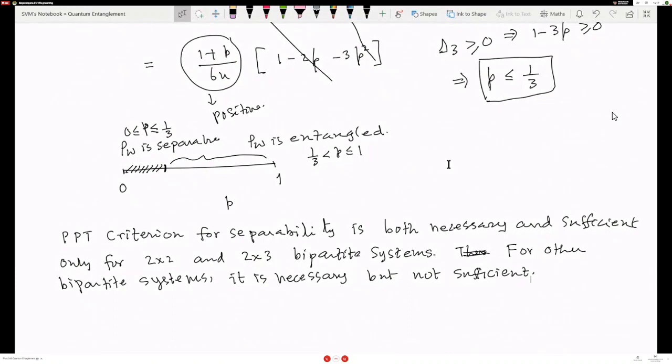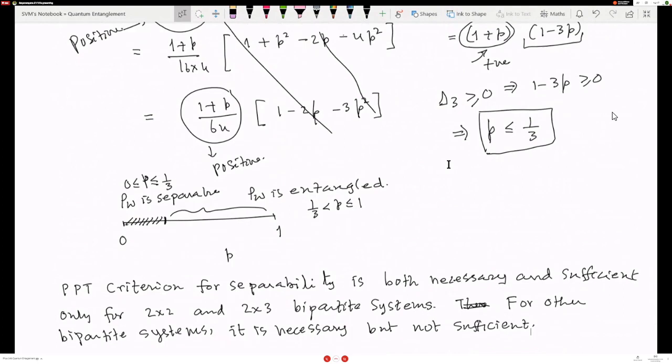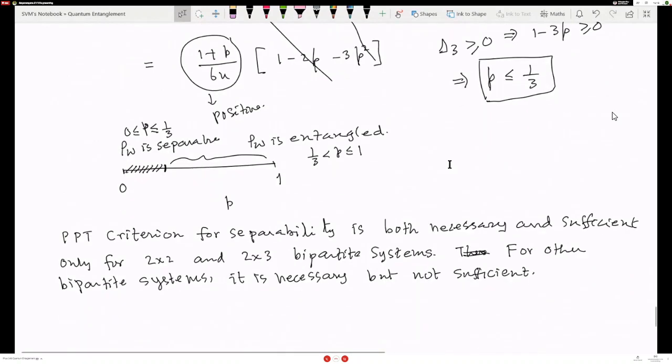There's something called negativity. If, for example, this partial transpose is negative, then it will have negative eigenvalues. Now, based on how large the negative eigenvalue is, you can make an estimate of how much entanglement is there. So negativity is one entanglement measure based on the eigenvalues of the partial transposed matrix of a density matrix.